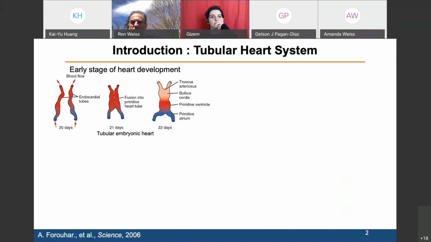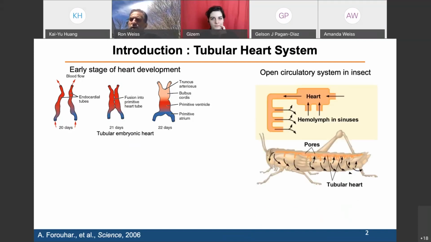Okay. So in the very beginning, I want to talk about the tubular heart systems. Basically, in the early stage of our heart development, our heart is not that complex. It only has two endocardial tubes, and later on they fuse together and form one pneumatic ventricle. This ventricle has a pretty simple vascular network, but it can still pump our blood in a certain direction. And it's the same as the open circulatory system in insects, like crickets. They have an open heart, and they also have a tubular heart.